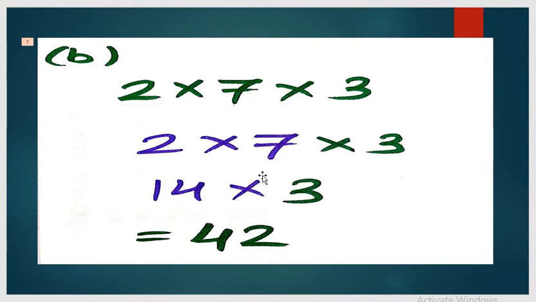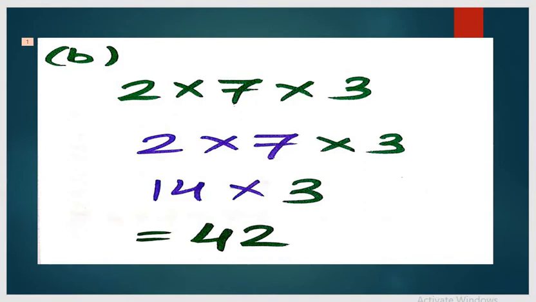First of all, what do we do here? 2 sevens are how many? 14. Then multiply by 3 as it is. So 2 sevens are 14 and then 3 as it is. 14 multiplied by 3 is equal to how many? 14 threes are 42. Got my point, all students? Now I hope you all understood.